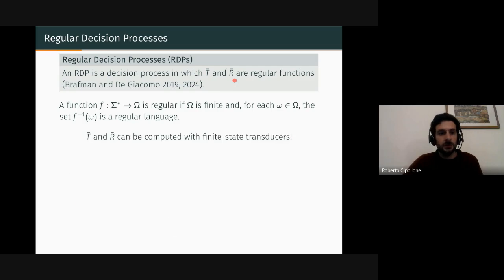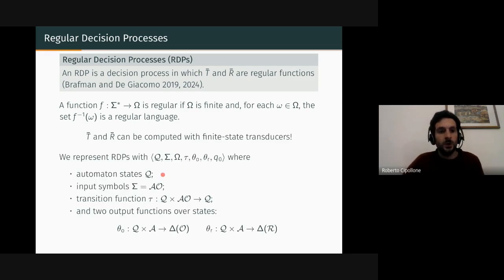In fact, in this work, we'll use a Moore machine representation where we have automaton states, input symbols, and transition functions, as for any finite state automaton, and two output functions over the states. The output function, given a state and action, tells us the next distributions over observations and rewards. So we generate an observation and a reward with this function. The observation is fed back into the transition function together with the action we executed. And that's how the automaton moves. I'll make an example shortly. An important bit to notice is that the automaton states cannot be observed. These are hidden from the agent.